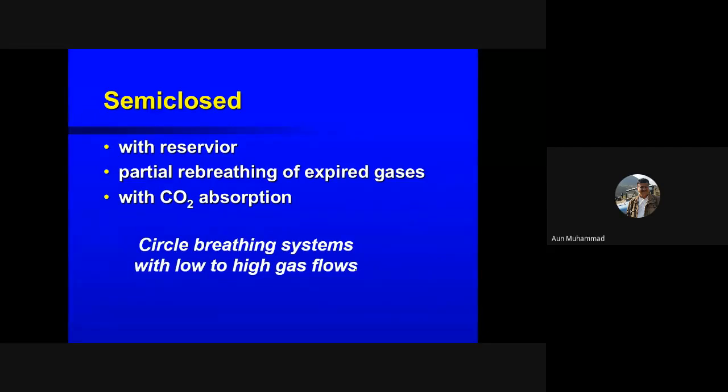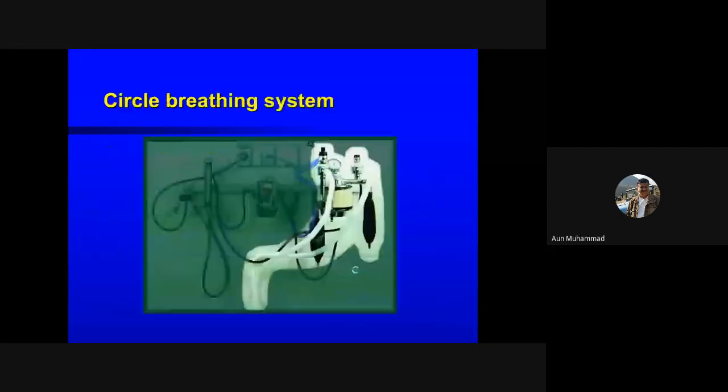So this is the circular breathing system with low to high gas flow. You can see in this picture, this is the oxygen supply, all right, and this is the vaporizer. Oxygen is mixed in the vaporizer, and similarly we have the Y shape, and ultimately the expired air can be held within it, and it can also be released.